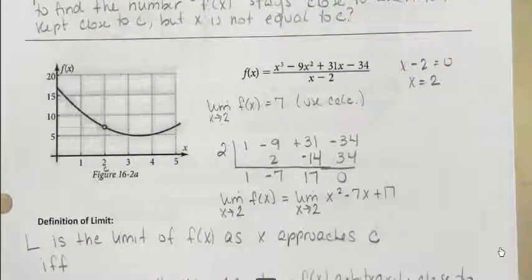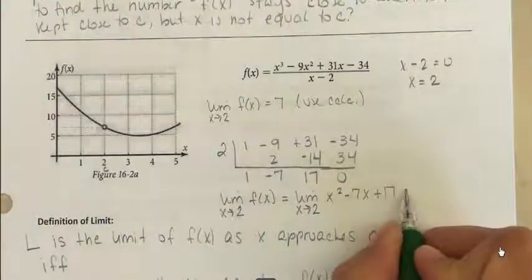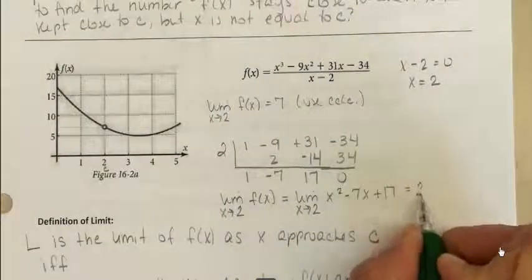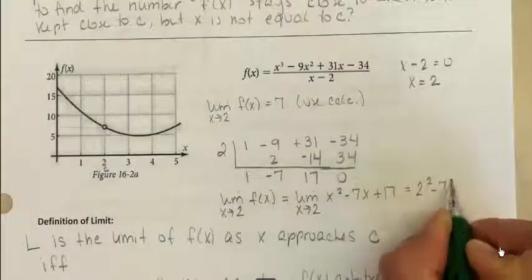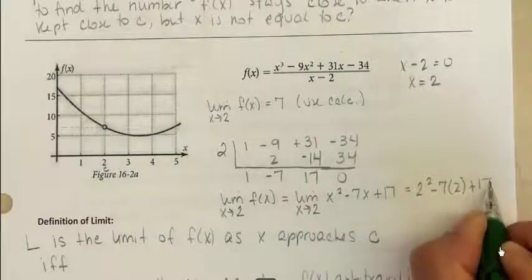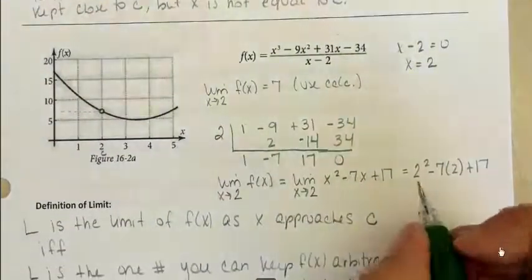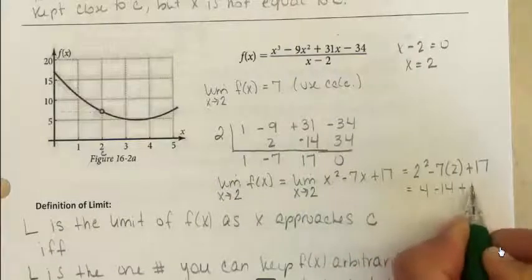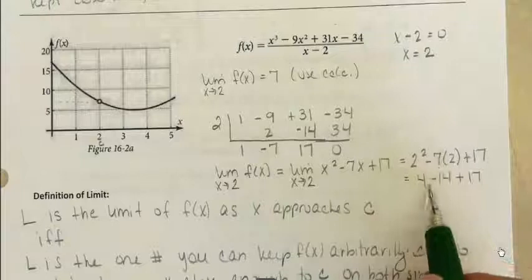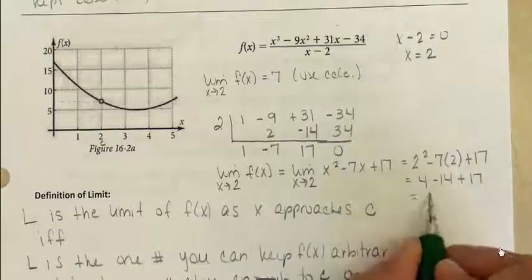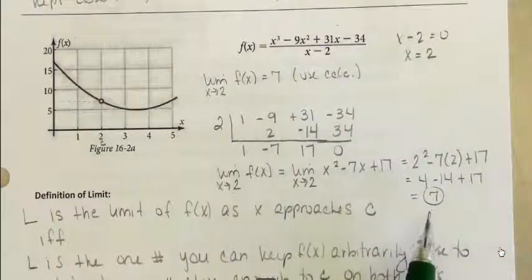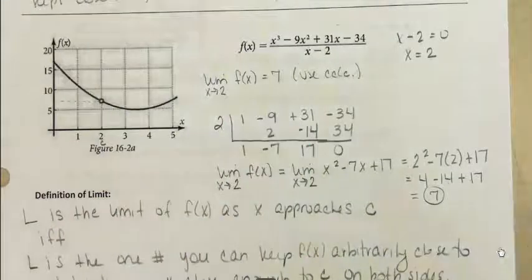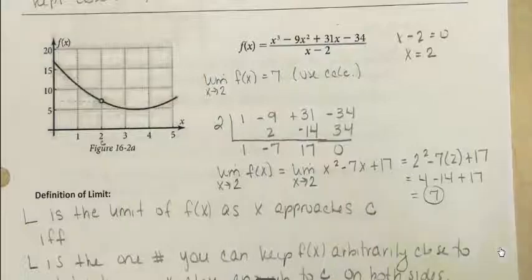One very easy way to find this is to just plug in what x is approaching. And I think on this one it'll work. So it's 2 squared minus 7 times 2 plus 17. So we get 4 minus 14 plus 17. That's negative 10 plus 17, which gives me 7. So that's a way to do this mathematically, or you can use your calculator like we did originally. Two ways of getting the same thing.